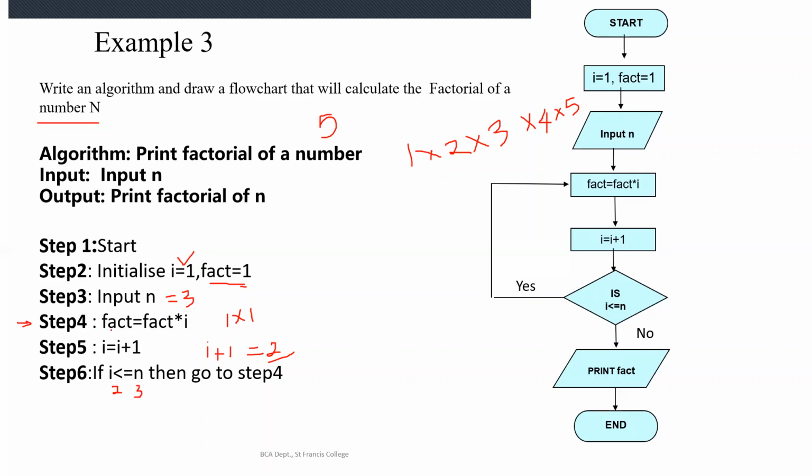Again, here what will happen? Fact equal to fact into I. The current value of fact was what? 1 into 1 we had performed and it was 1. So in this step, it will be replacing I value with 2, right? So it will be 1 into 2. 1 into 2 will be 2. So all these calculations you should be doing in your notebook, then only it will be clear. So you will remember for the next time. So fact value will be 2.